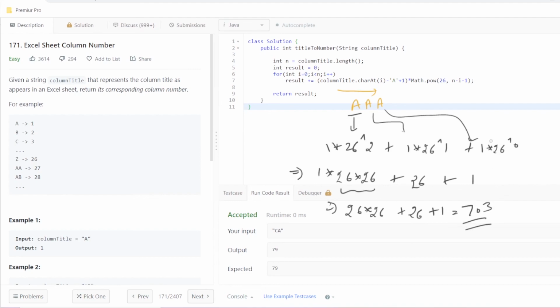So that's what we are doing in the code here. It's straightforward code and nothing fancy here.